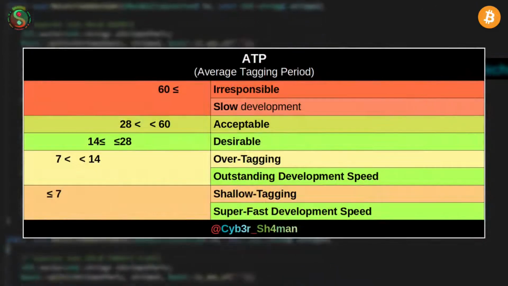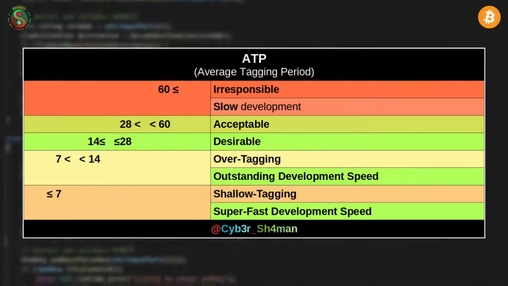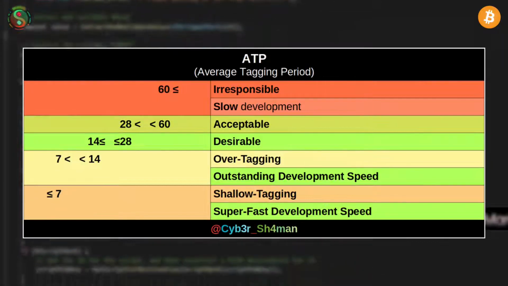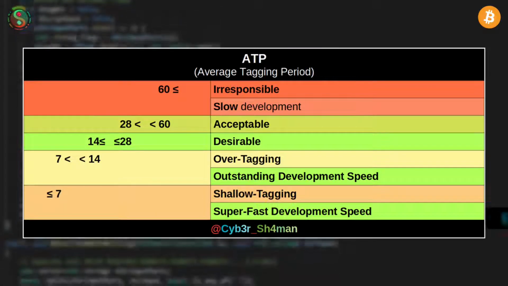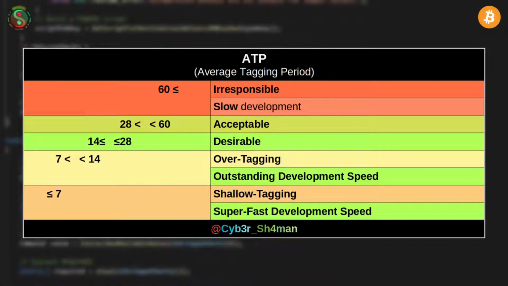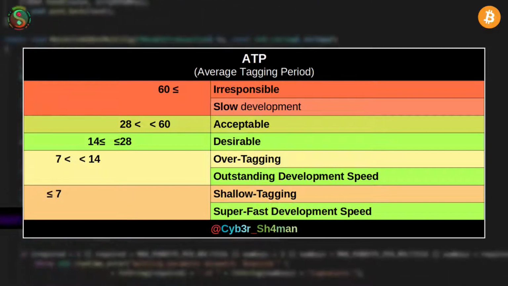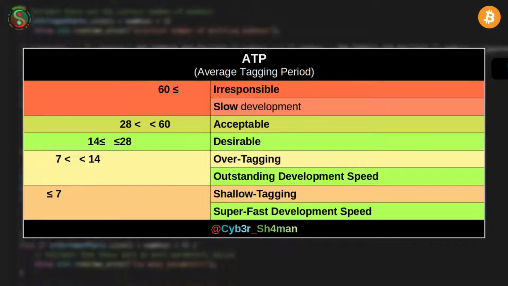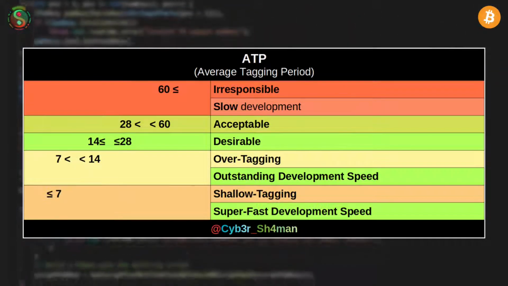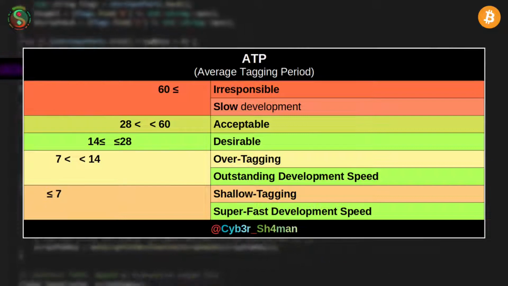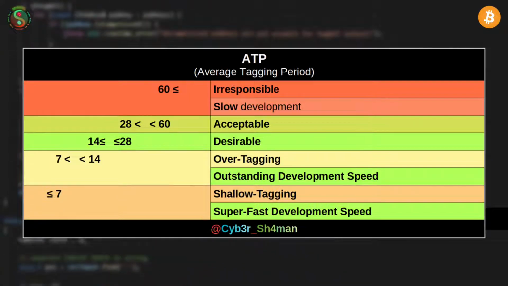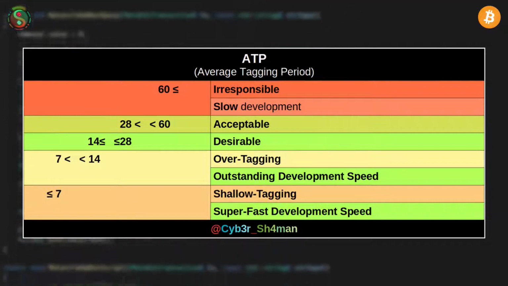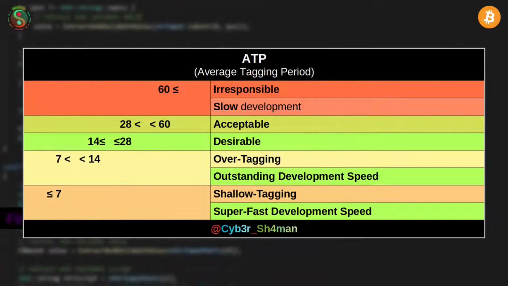Let me explain this metric a little more. The ATP, which I use as an abbreviation for average tagging period, can help us understand how the development team takes the development history seriously. If the ATP is 2 months or more, I assume the development team is irresponsible toward history, or the development is slow. I will call it acceptable if the ATP is between 4 weeks and 2 months. And I will call it desirable if the ATP is between 2 to 4 weeks.